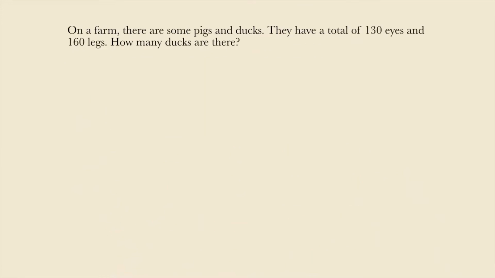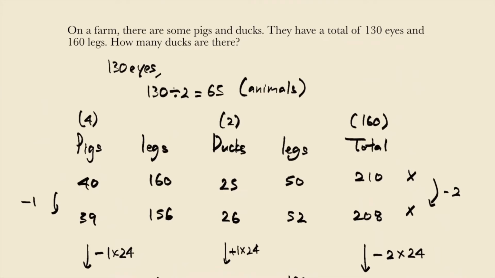On a farm, it's not in a farm, it's on a farm. There are some pigs and ducks. So 4-legged, 2-legged. Total of 130 eyes. Hang on. Isn't that a fancy way of telling you there were 130 animals? No. Each animal had 2 eyes. So the number of animals is actually 130 divided by 2. That's 65 animals altogether.